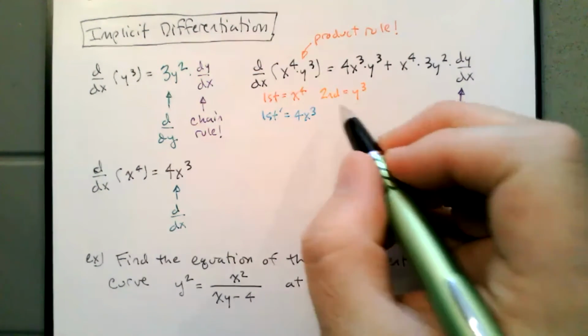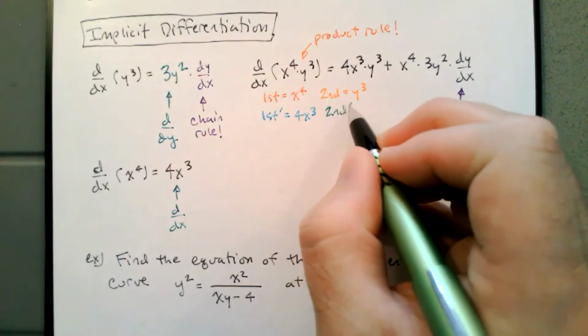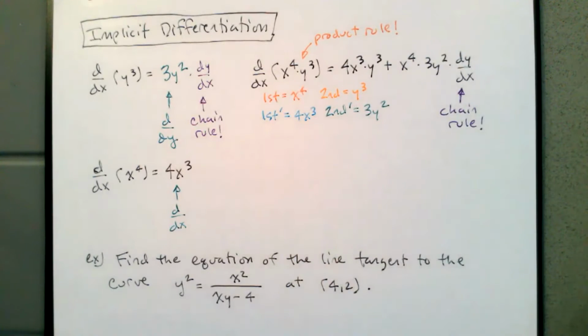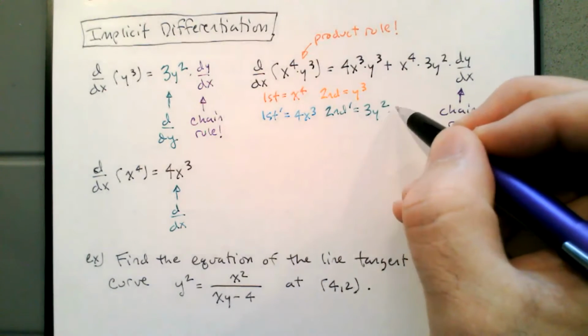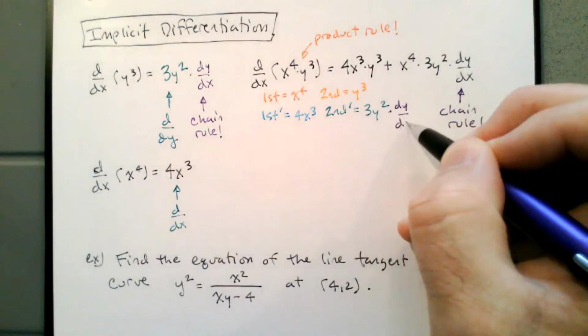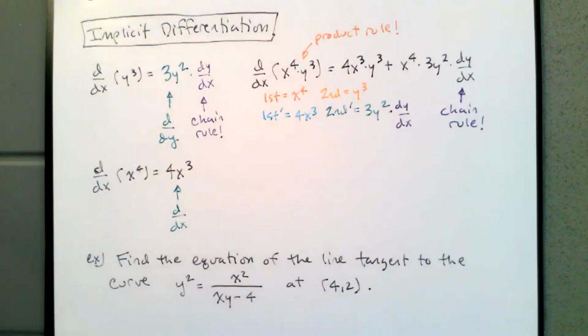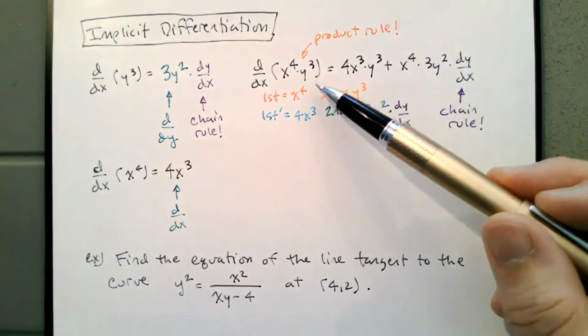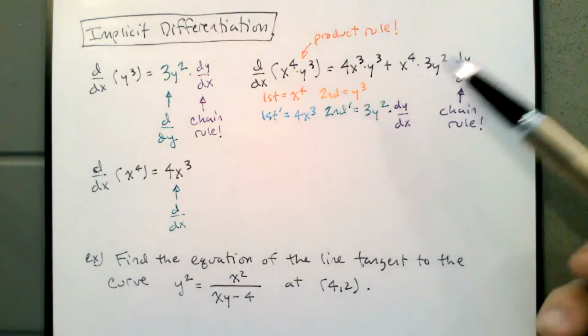But when we find the derivative of the second, when we write 3y squared, that's the derivative with respect to y. So we have to multiply by dy dx because of the chain rule. 3y squared is the derivative with respect to y, so we have to multiply by the derivative of y with respect to x. Then we just follow the product rule, take the derivative of the first times the second, plus the first times the derivative of the second, and then probably we should clean this up.